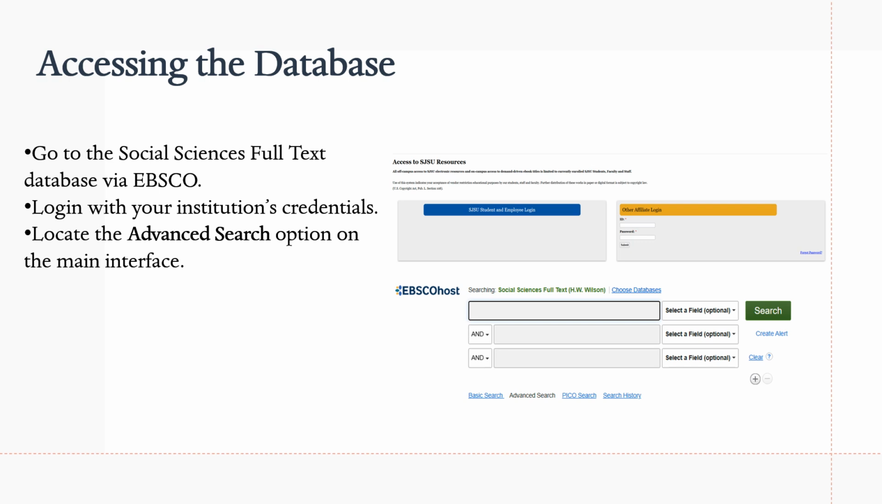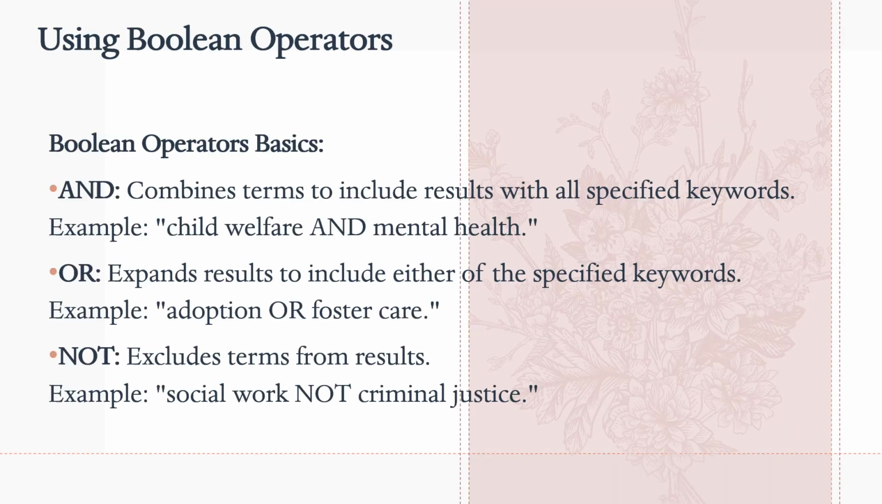And then from there, you're going to get this next screen right here on the bottom, which is the EBSCO Searching Social Science Full Text. You're going to locate the advanced search option on the very bottom of that text where the search bars are on the main interface. Now, how to use Boolean operators.